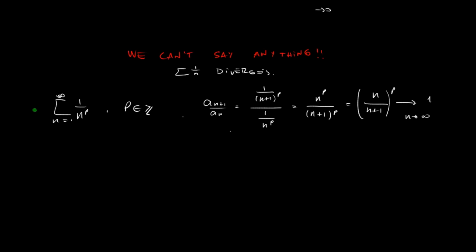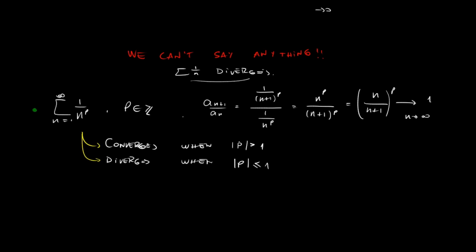So again, as before, there's nothing we can say about the convergence of this sum, but it's important for us to know that we have two cases. This sum converges when the absolute value of p is greater than 1, and it diverges when the absolute value of p is smaller than or equal to 1. The previous example was when p was equal to 1, and we said that it was divergent. Let's continue with another example.